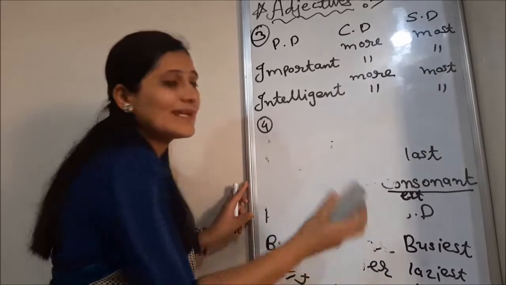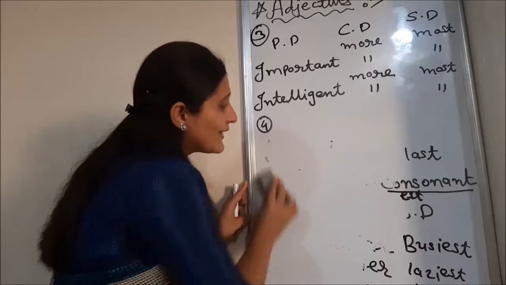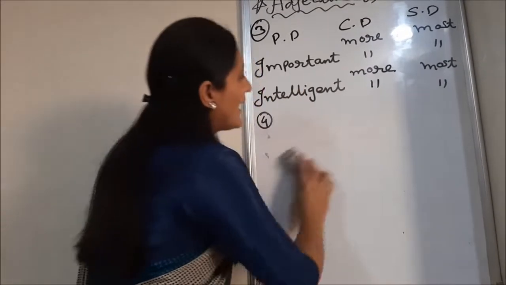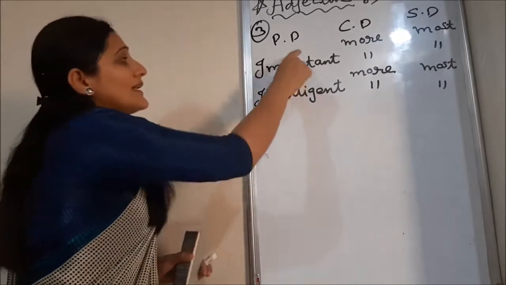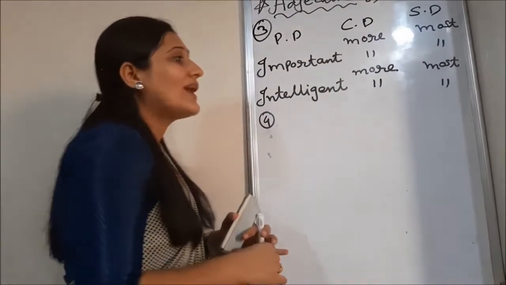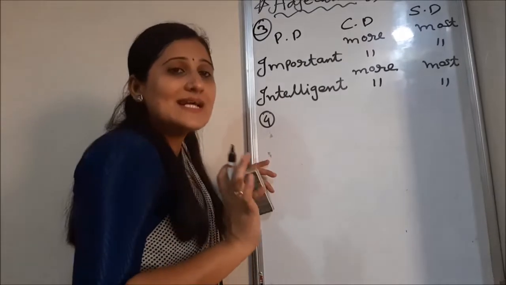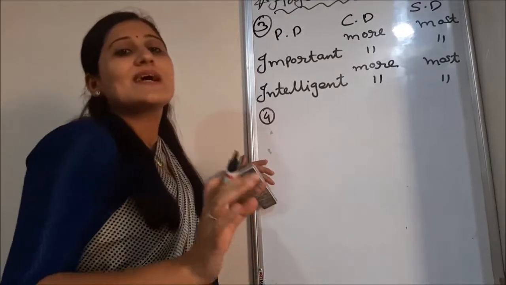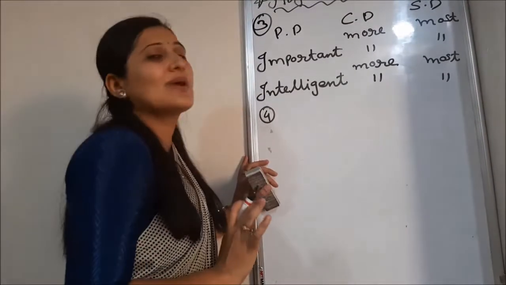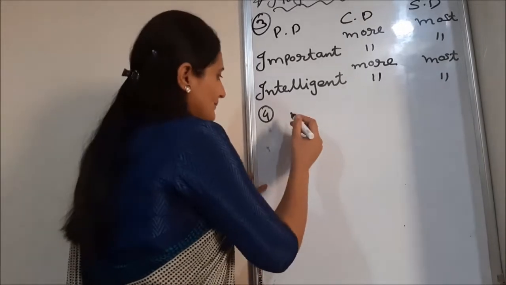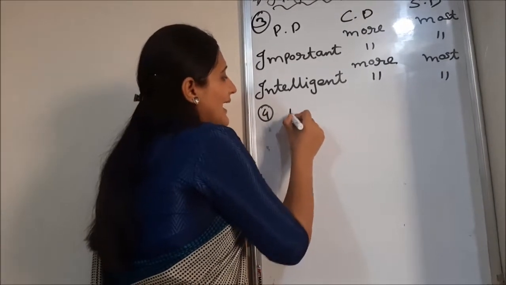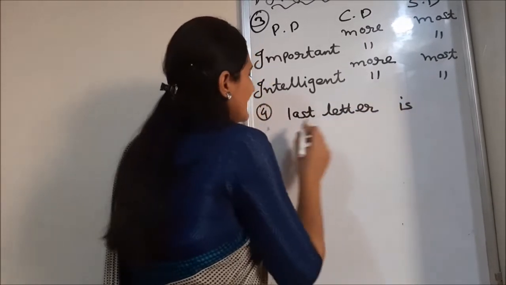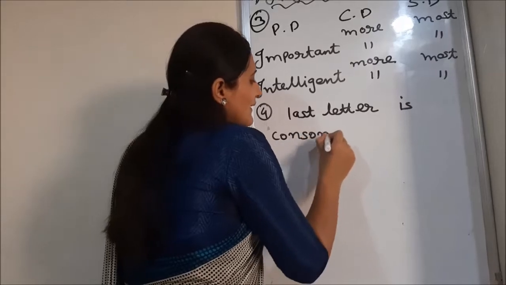Now, the fourth one, let me start. As I told you, there are 5 topics of adjective. I have discussed all the degrees. I am going to discuss the adjective rules, and finally I will start in the next video how to turn from which degree to which degree, and which are the easiest topics that you can go for, right? Fourth number: the last letter is a consonant.